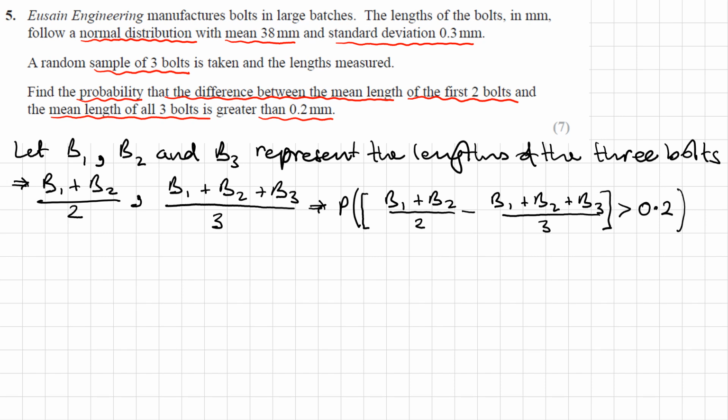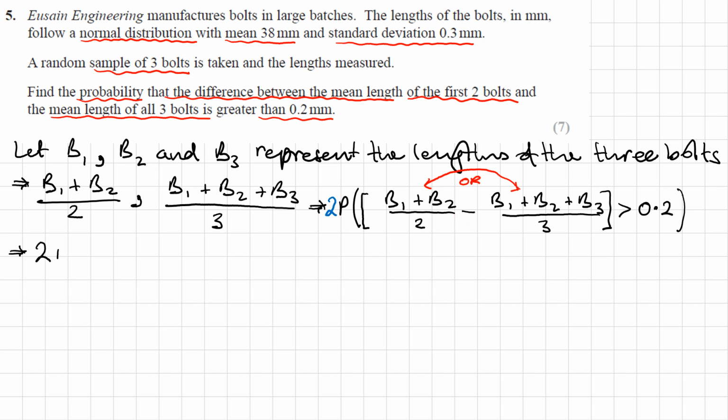However, I could have written these probabilities the other way around. So I could have had the mean length of all 3 minus the mean length of the first 2 bolts. So because it could be this probability or it could be the other way around, I need to multiply this by 2, because basically I'll be doing 2 lots of the same type of calculation but with these 2 flipped around. So I'll put the 2 in front to show that.